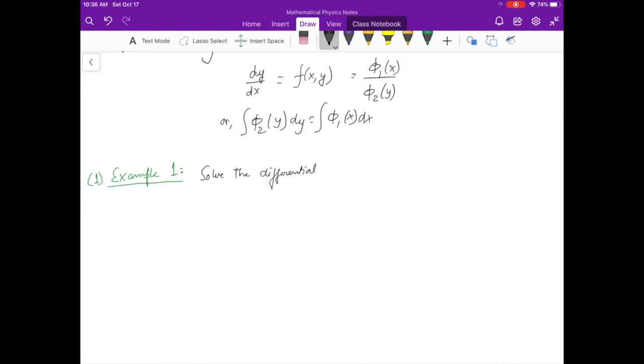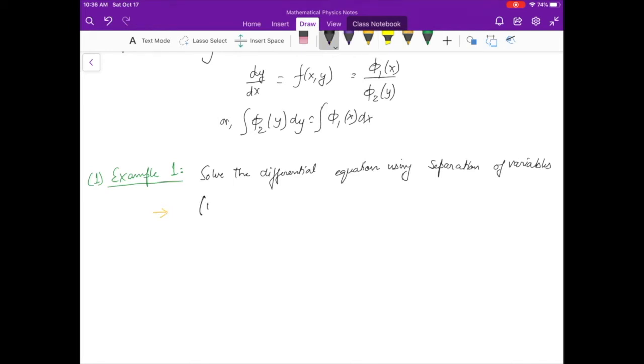Solve the differential equation over here. This will mostly be an indefinite form. We will do some definite forms later, but this is using the separation of variables method.